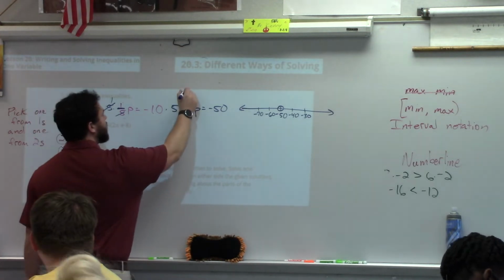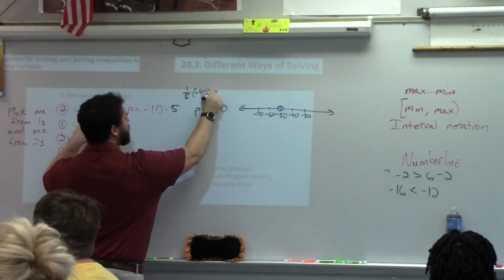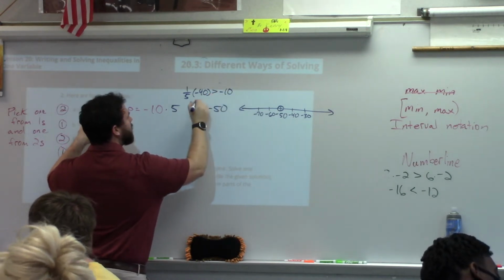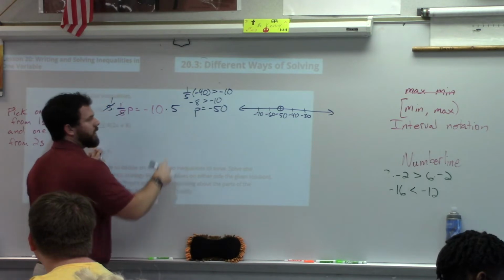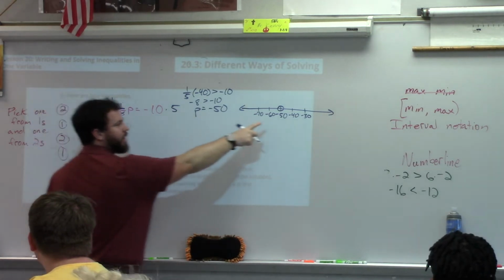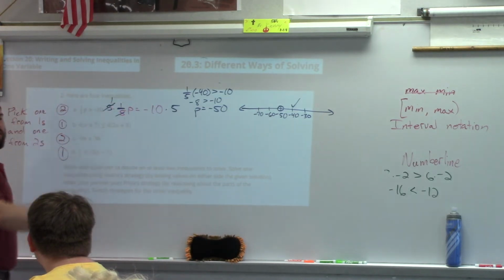And so that's what I suggested. I said I'm going to use negative 40. And I'm going to go back to the original inequality because that's what I need to make true. So negative 8 is greater than negative 10. Is that a true statement? Yes. So did negative 40 work? So which direction am I going? To the right. Here's an even easier tip.